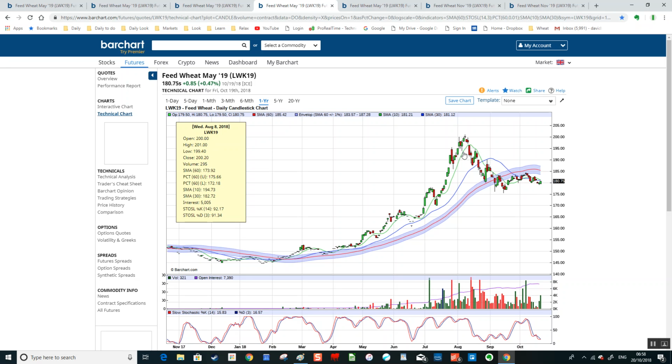Within this, we had a swing high here of 200 and a low of 175, and we've come down to test this 180, and we closed at 180.75. If you cast your eye down here on the stochastic, we are heavily oversold. We can't identify any more than what we're seeing here on this action, that we're just in a sideways motion.